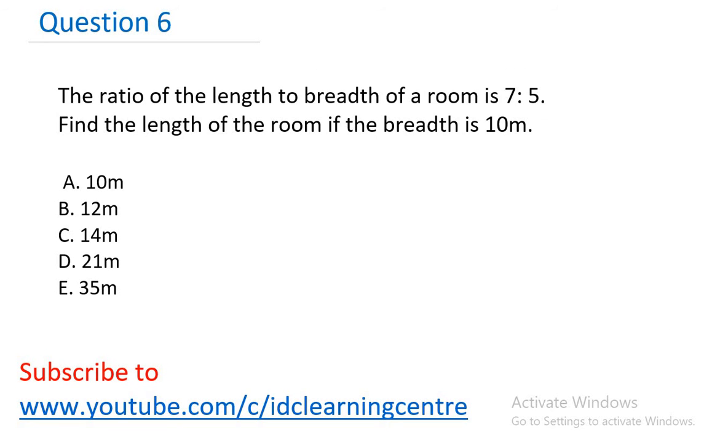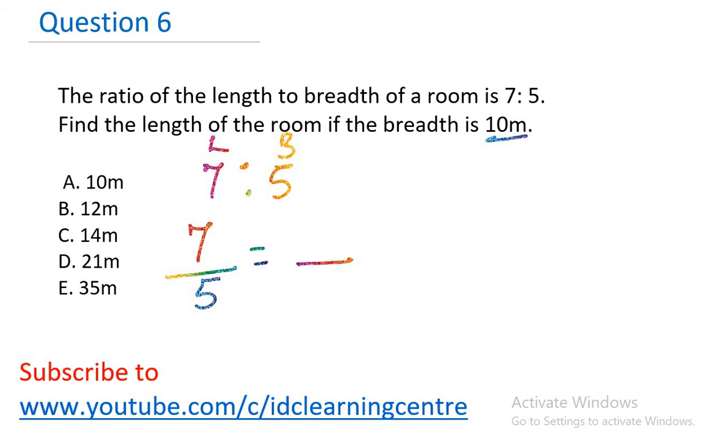The ratio of the length to breadth of a room has been given as 7/5. Find the length of the room if the breadth is 10 meters. The ratio given is 7/5, so 7 is the length, 5 is the breadth. Remember I said earlier that ratio means to divide, so this is the same thing as saying 7 divided by 5. But then the length of the room wasn't given, the breadth was given.